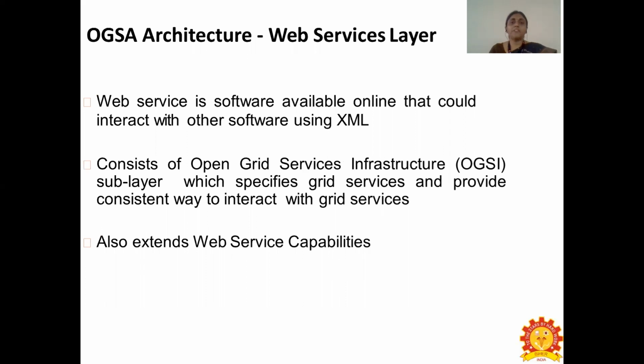And now we will see about the web services layer in the OGSA architecture. The web service is software which is available online that could interact with other software on the platform using XML code. The Open Grid Services Infrastructure consists of sub-layers, which denote the grid services and provide a consistent way to interact with the grid services with higher performance. This web services layer also extends the web service capabilities, thus enhancing the performance of grid computing.